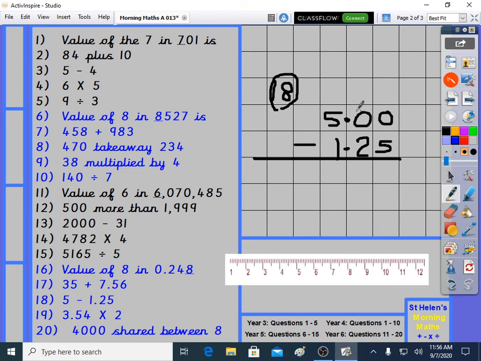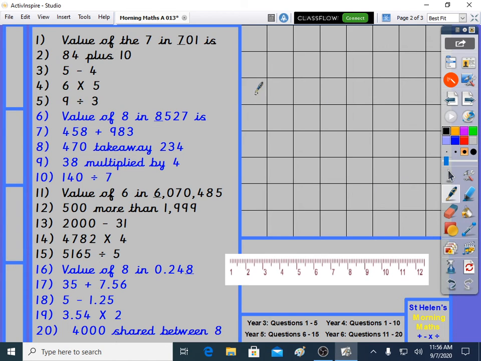Let's do all the workings. You need to do borrowing or taking or whatever you like to call it. 10 take away 5 is 5. 9 take away 2 is 7. 4 take away 1 is 3. 3.75. That makes sense. If you know your number bonds, you often see 75 locking together with 25. 3.75 is our answer. Question 19.